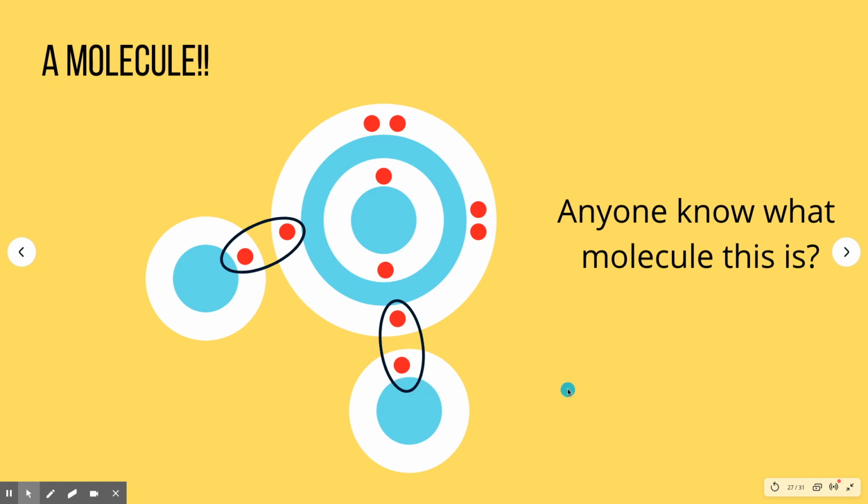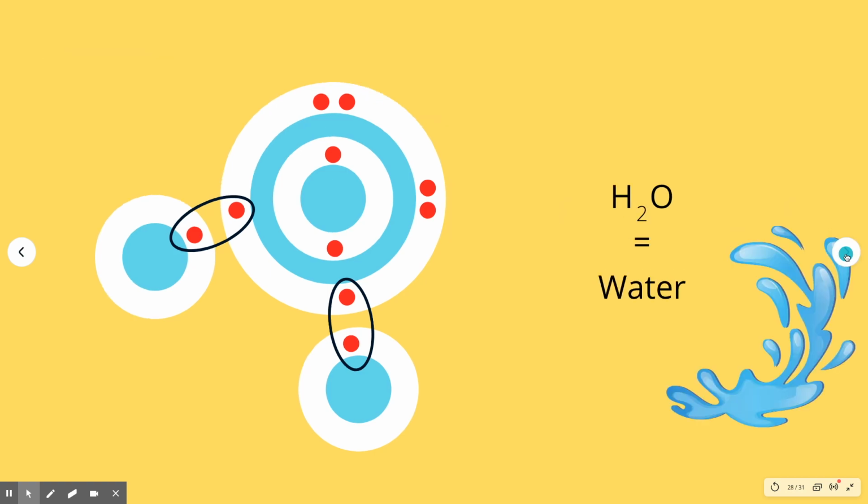What molecule does that make? You guys have heard it a million times before. 2 hydrogens, 1 oxygen, happily bonded together, nice and stable. What does that make? Did any of you guess? H2O, water, because that's exactly what it is. H2, 2 hydrogens, 1, 2, and 1 oxygen. So 2 hydrogens and 1 oxygen bonded together forms water in any form.